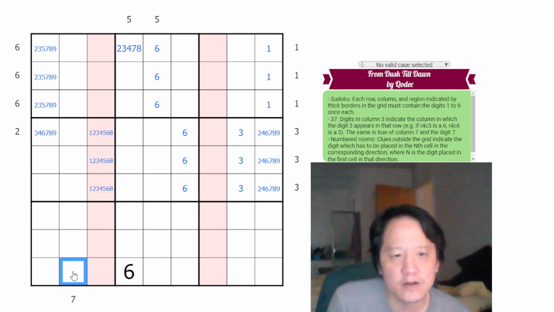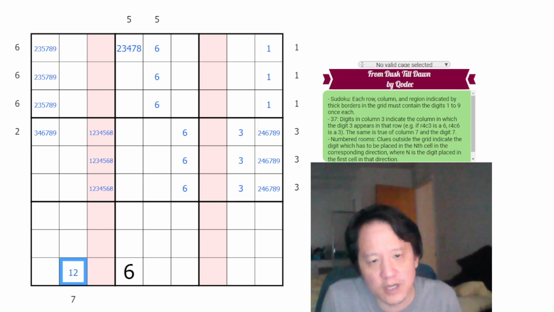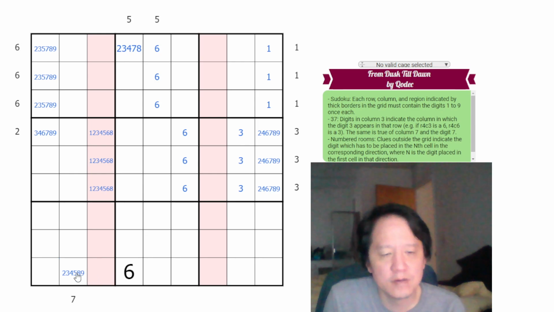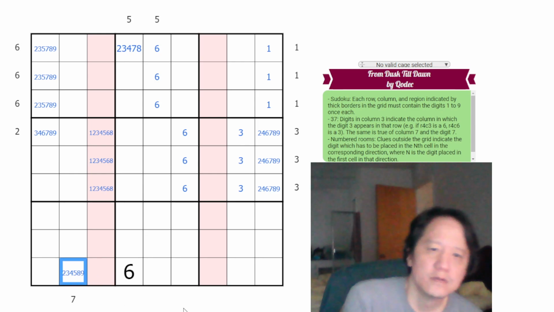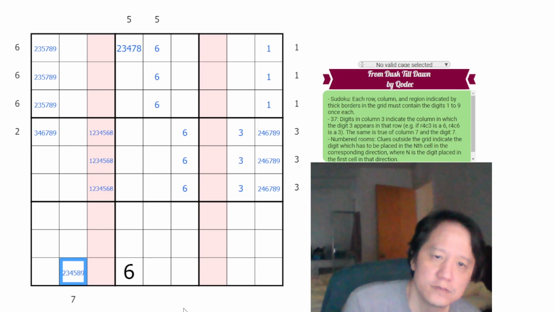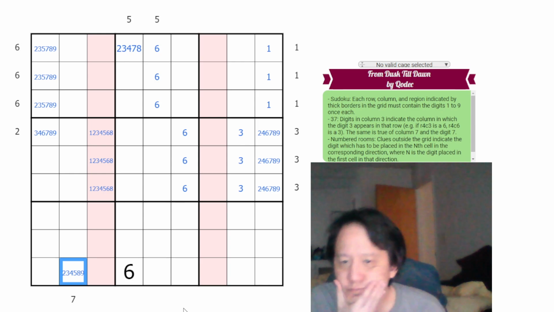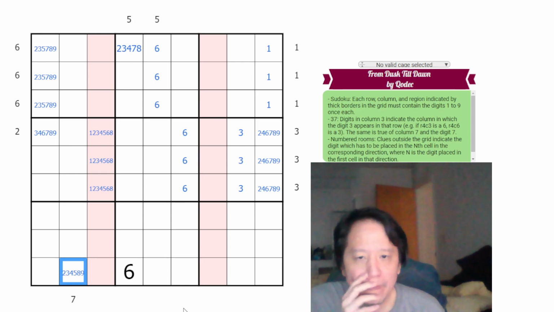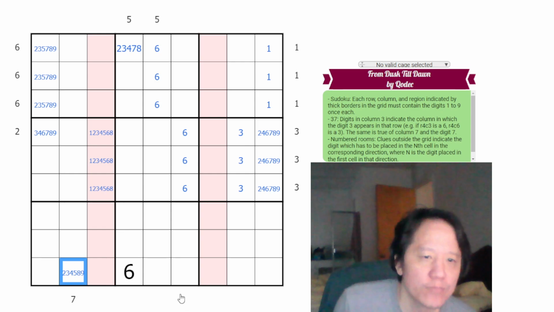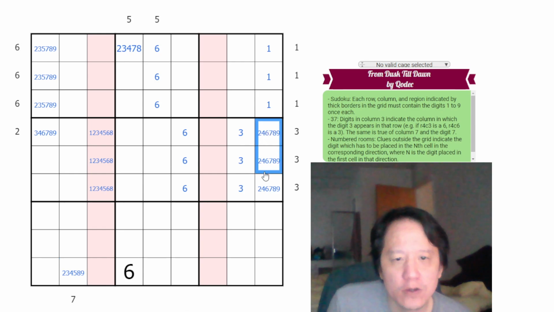This has to have, okay, where is the 7? So this could be 1, 2, it can't be 1, 2, 3, 4, 5, no 6. It cannot be 7, 8, or 9. Oh, wait, hold up. This is 2, 4, 6, 7, 8, 9. It cannot be 3. And it cannot be 1.